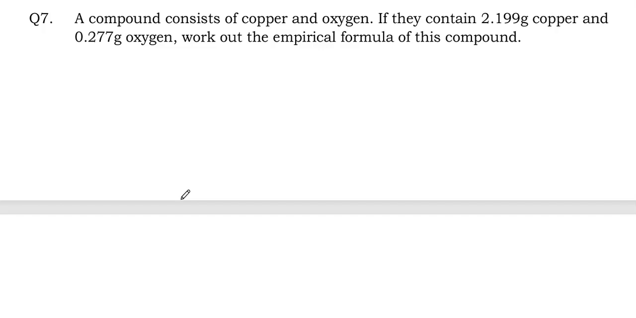Alright, so we have been given a compound which consists of copper and oxygen. And I've been told that it contains 2.199 gram of copper and 0.277 of oxygen. Work out the empirical formula of this compound. To find the empirical formula, first I would like to tell you what an empirical formula really means. An empirical formula of a compound is the simplest whole number ratio of the atoms which are found in the same compound.